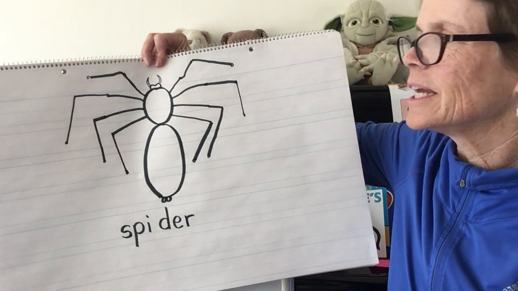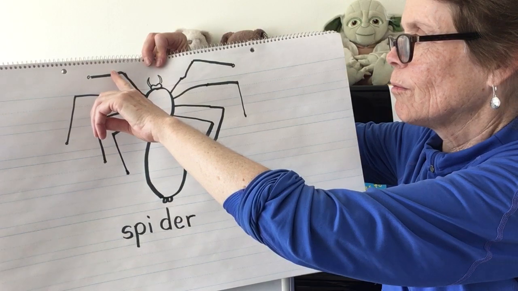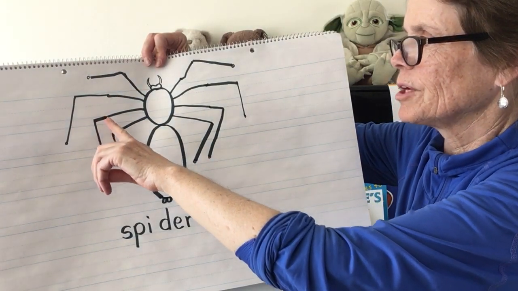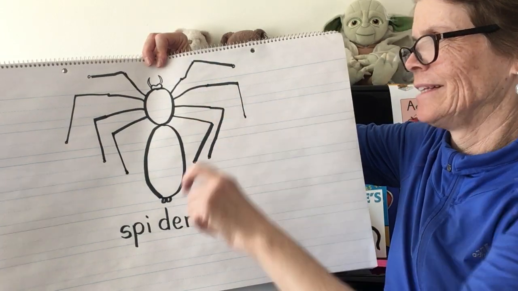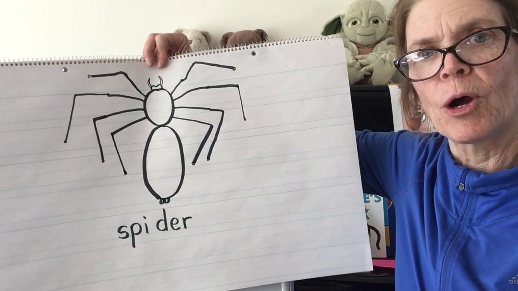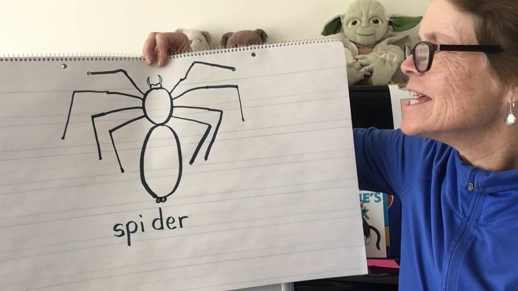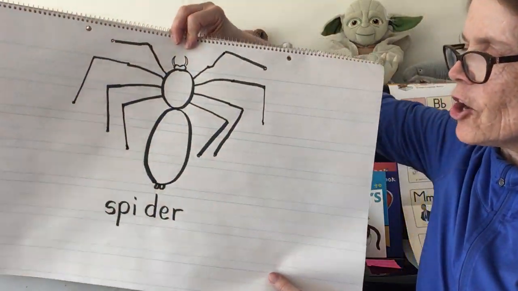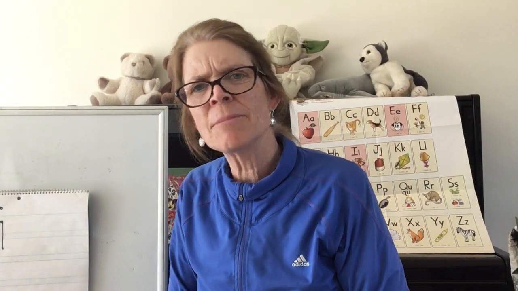What about legs? An insect has 6 legs. Let's count the legs on a spider. Ready? 1, 2, 3, 4, 5, 6, 7, 8. A spider has 8 legs. It has 2 body parts and 8 legs. Is it an insect? No, it's not an insect. Spiders are actually something called arachnids. That's from arach, a Greek word for the number 8. So sometimes people think spiders are insects, but they're not.